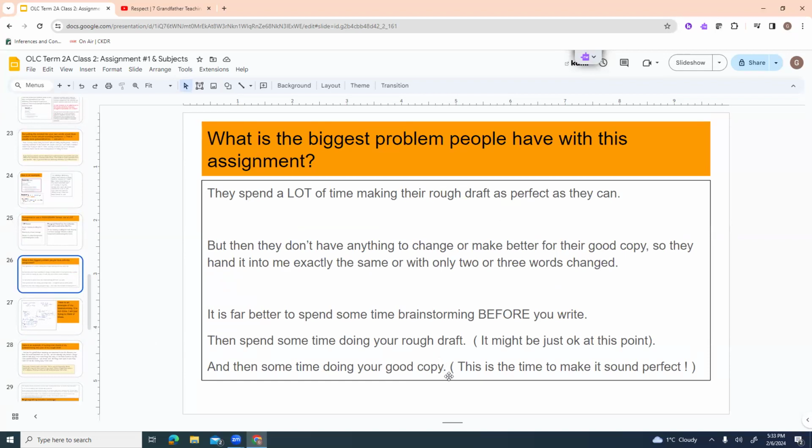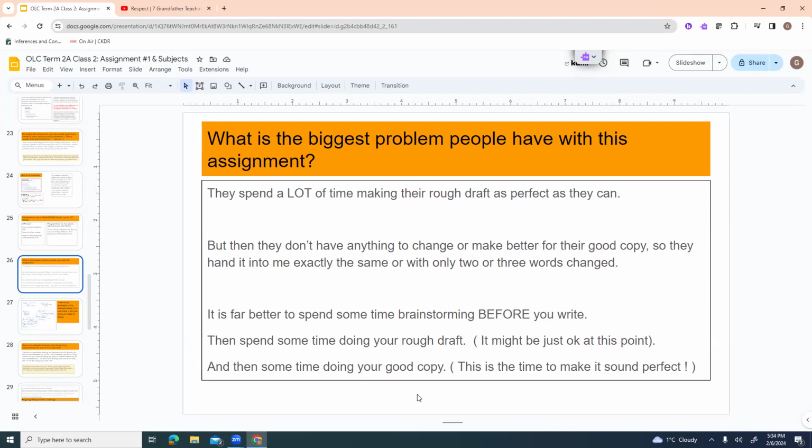What is the biggest problem people have with this assignment? Usually people spend a lot of time making their rough draft as perfect as they can, but then they don't have anything left to change or make better for their good copy. So they hand it in to me and it's exactly the same, or maybe they've changed a word or two. It's way better to spend a lot of time brainstorming before you write and then just spend a quick amount of time doing your rough draft.